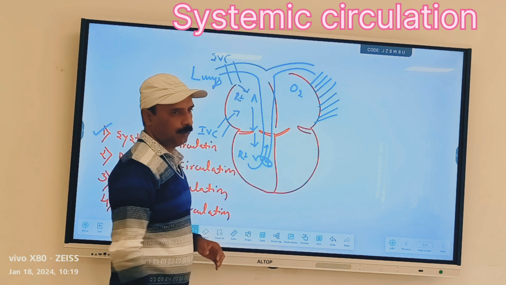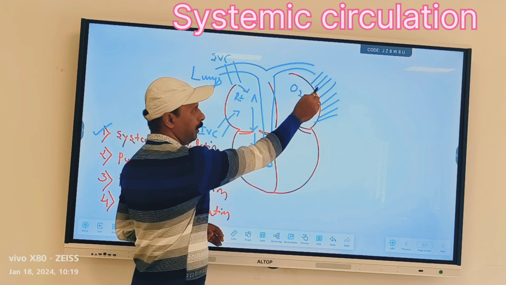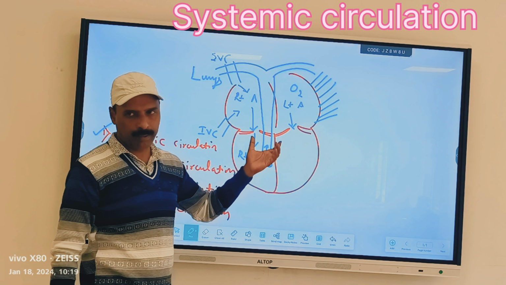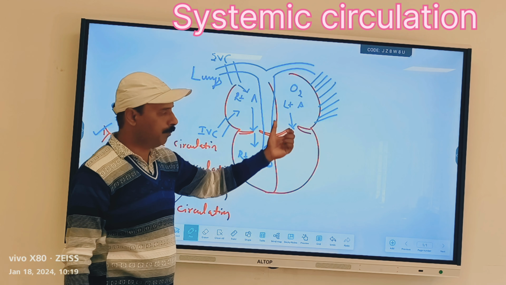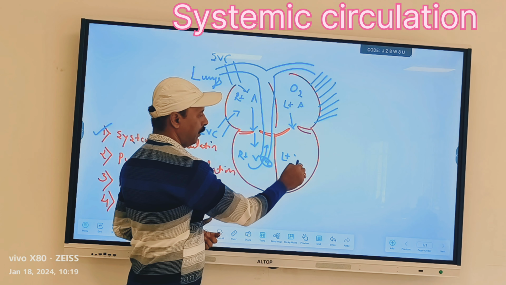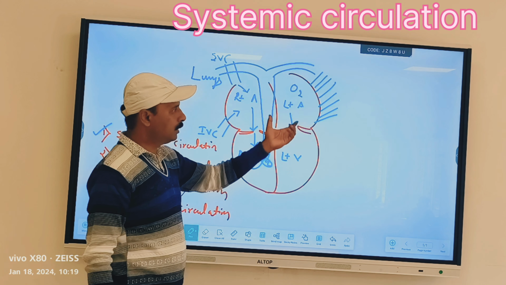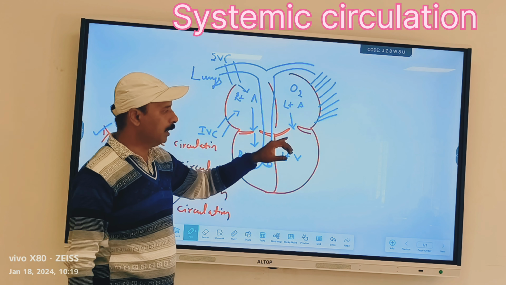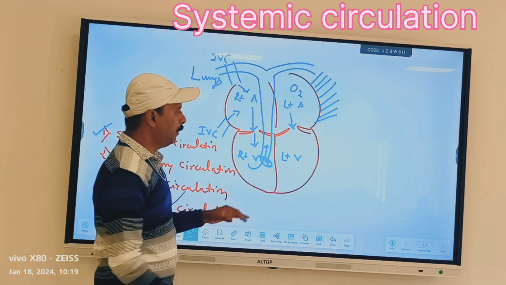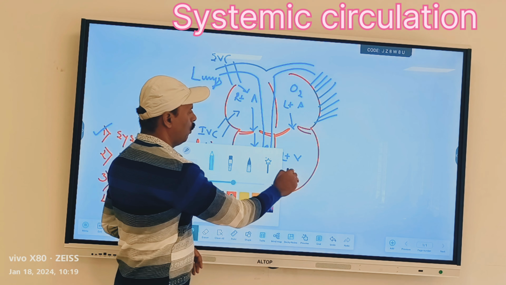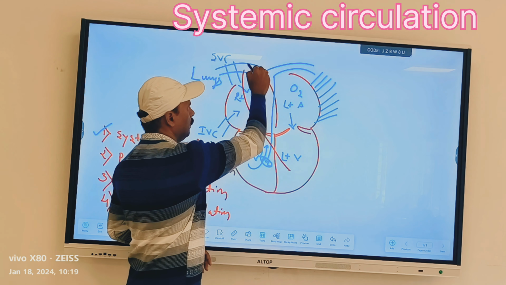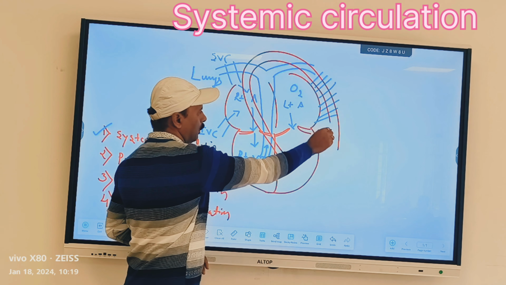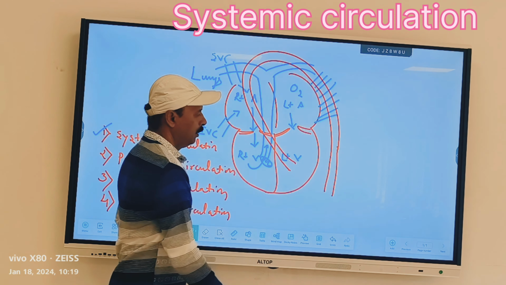The oxygenated blood from the lung is brought by the pulmonary veins to the left atrium, and from the left atrium through the atrioventricular orifice, when the left atrium contracts, it pumps the blood to the left ventricle. How does it reach the left ventricle? From the contraction of the left atrium, blood passes through the mitral valve and reaches the left ventricle. From the left ventricle, the blood goes to the aorta. You have to remember, this is the biggest artery of the body, the aorta.